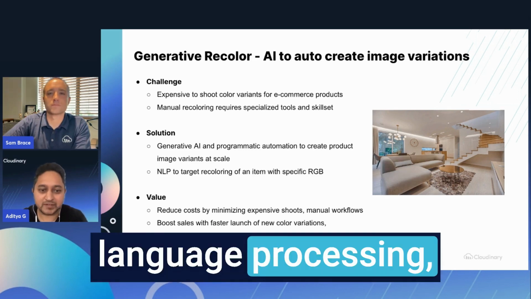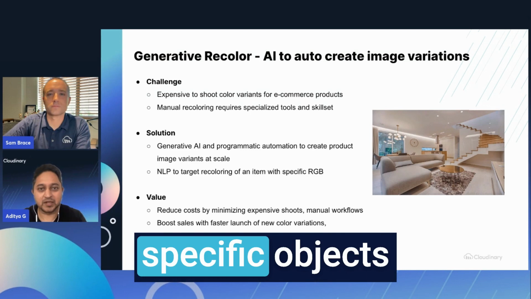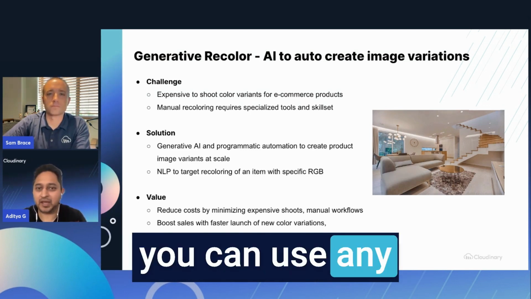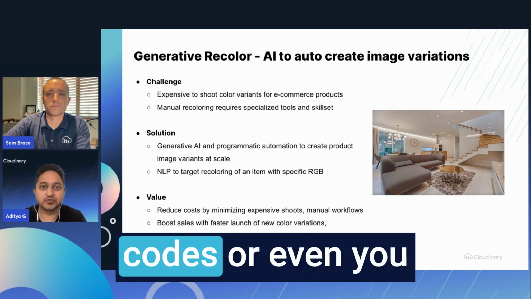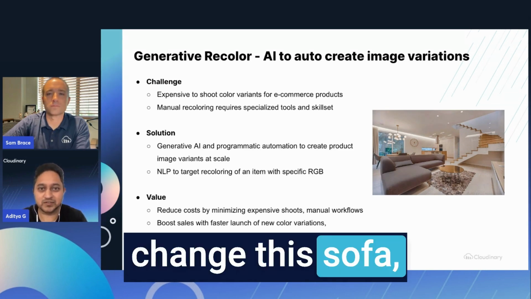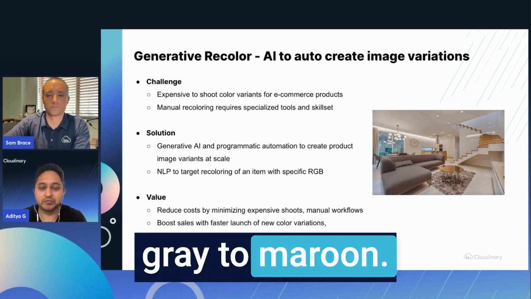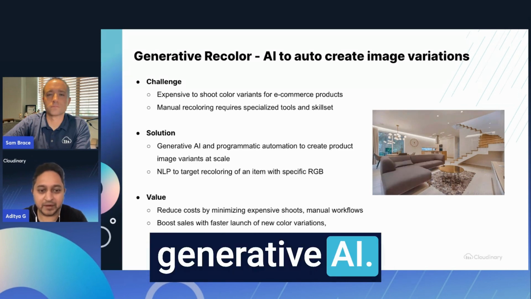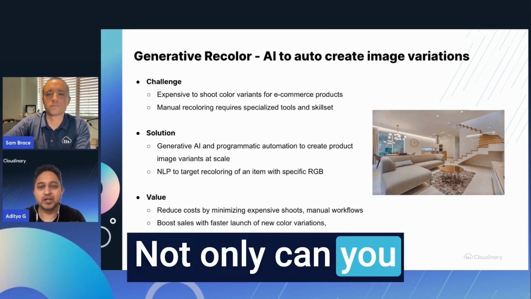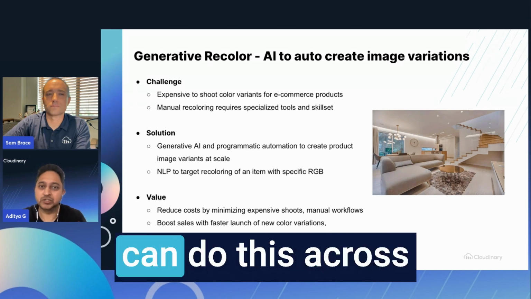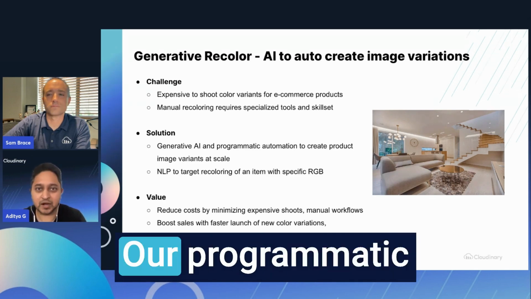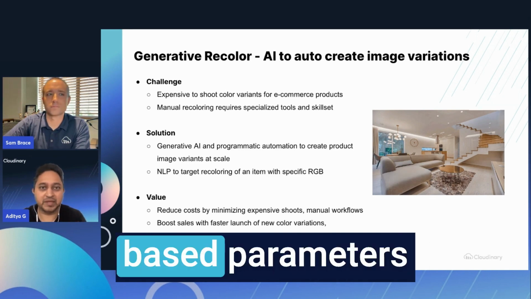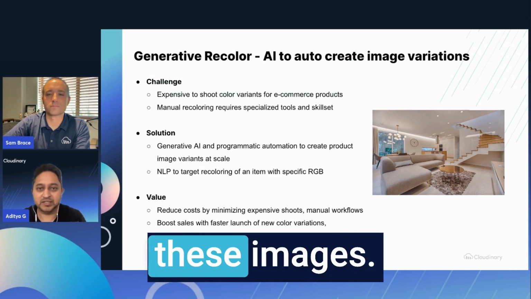Using natural language processing, you can target specific objects within an image for recoloring, and then you can use any of the RGB color codes, or you can simply say, change this sofa, for example, from gray to maroon. And that can be applied automatically using generative AI. Not only can you do this for one image, but you can do this across a set of images. Our programmatic approach means that you can use simple URL-based parameters to recolor these images.